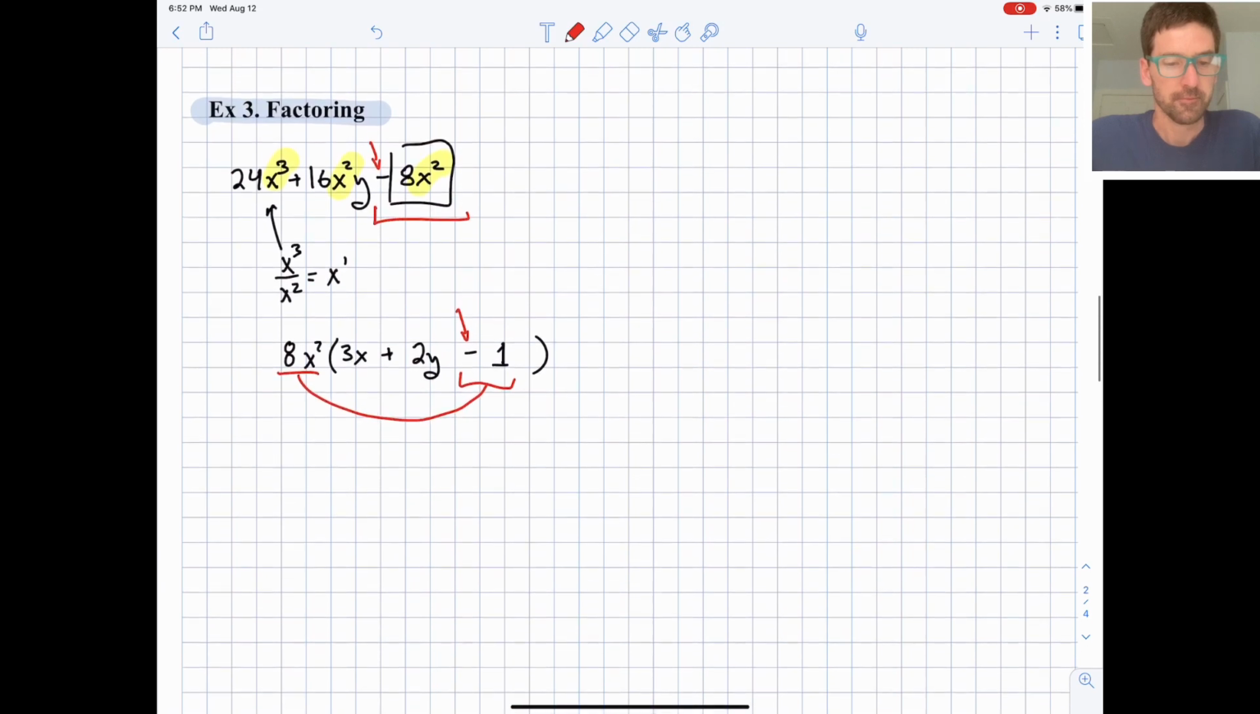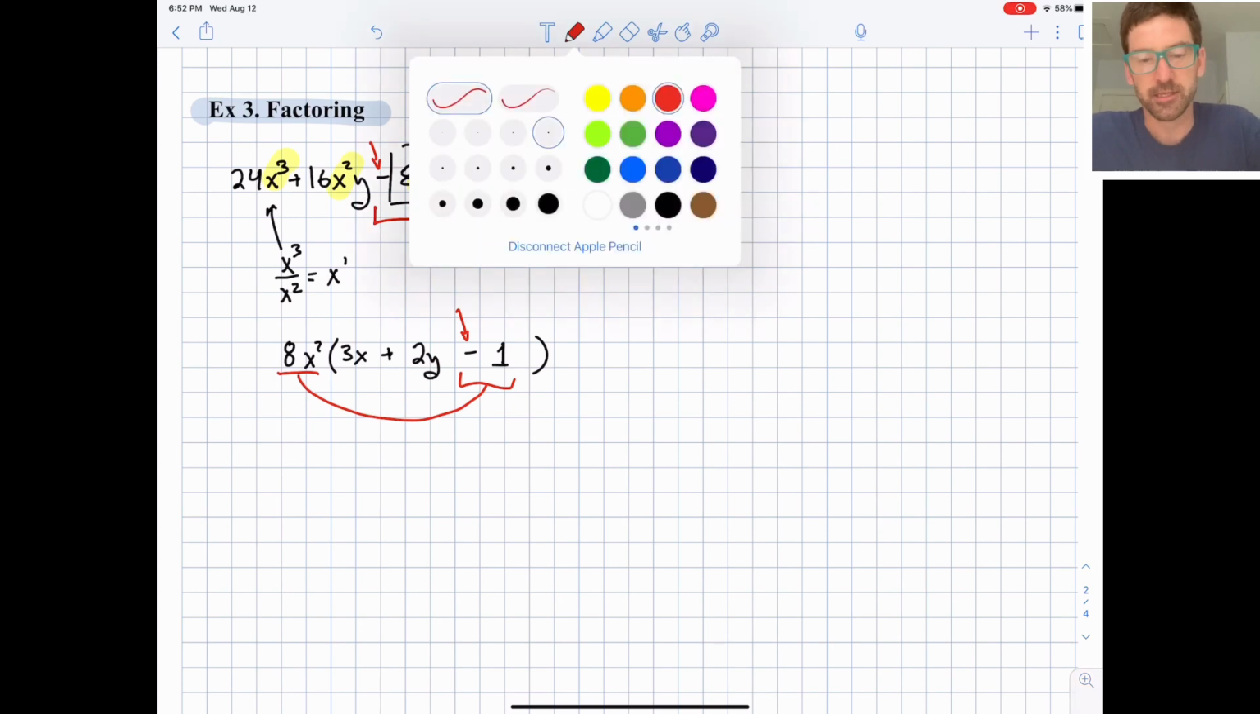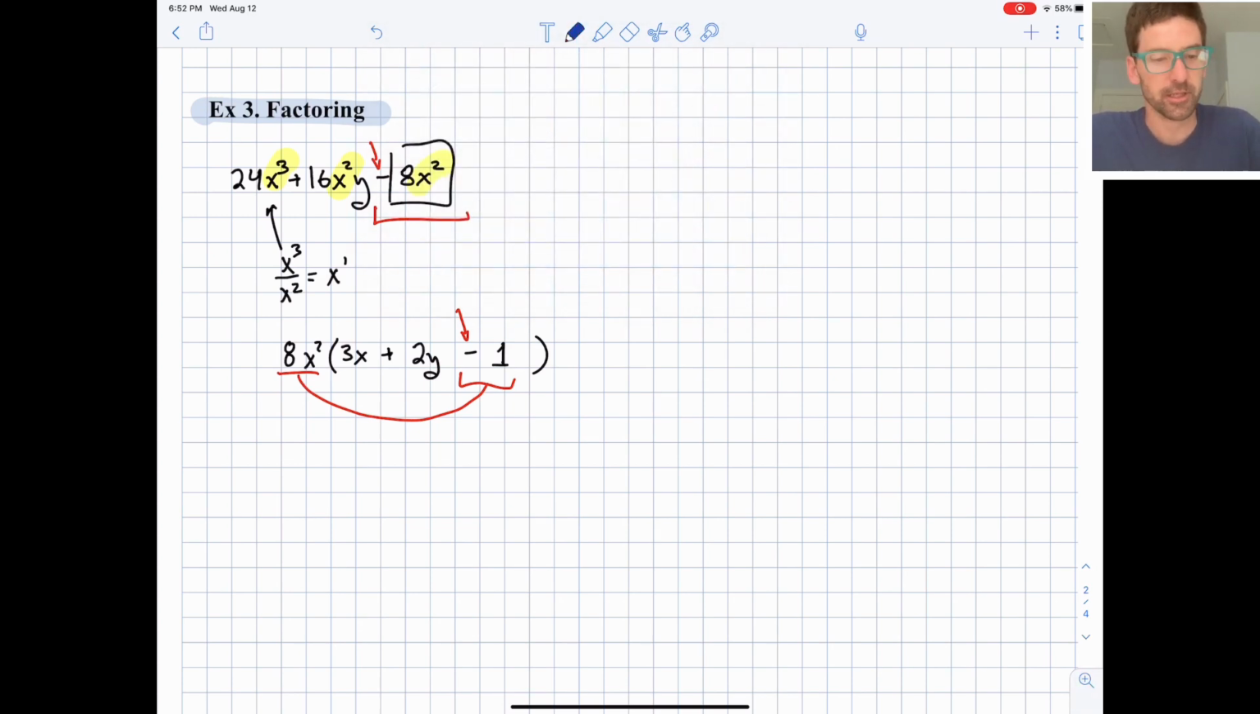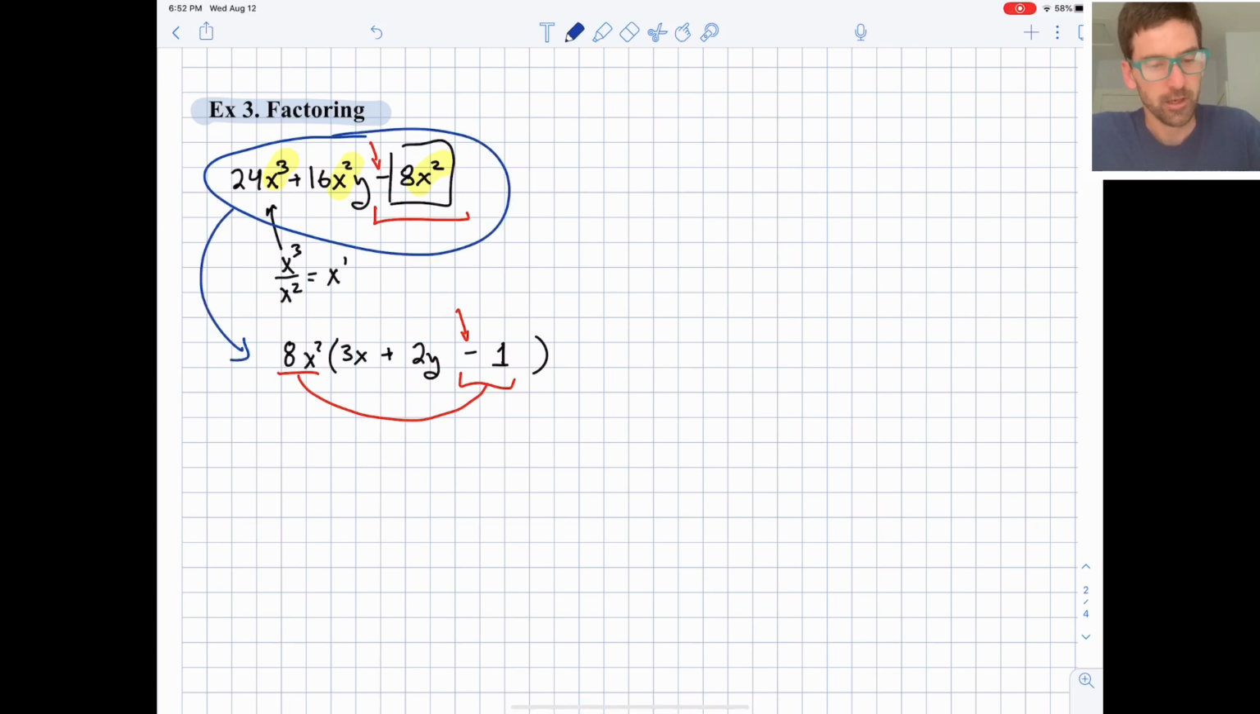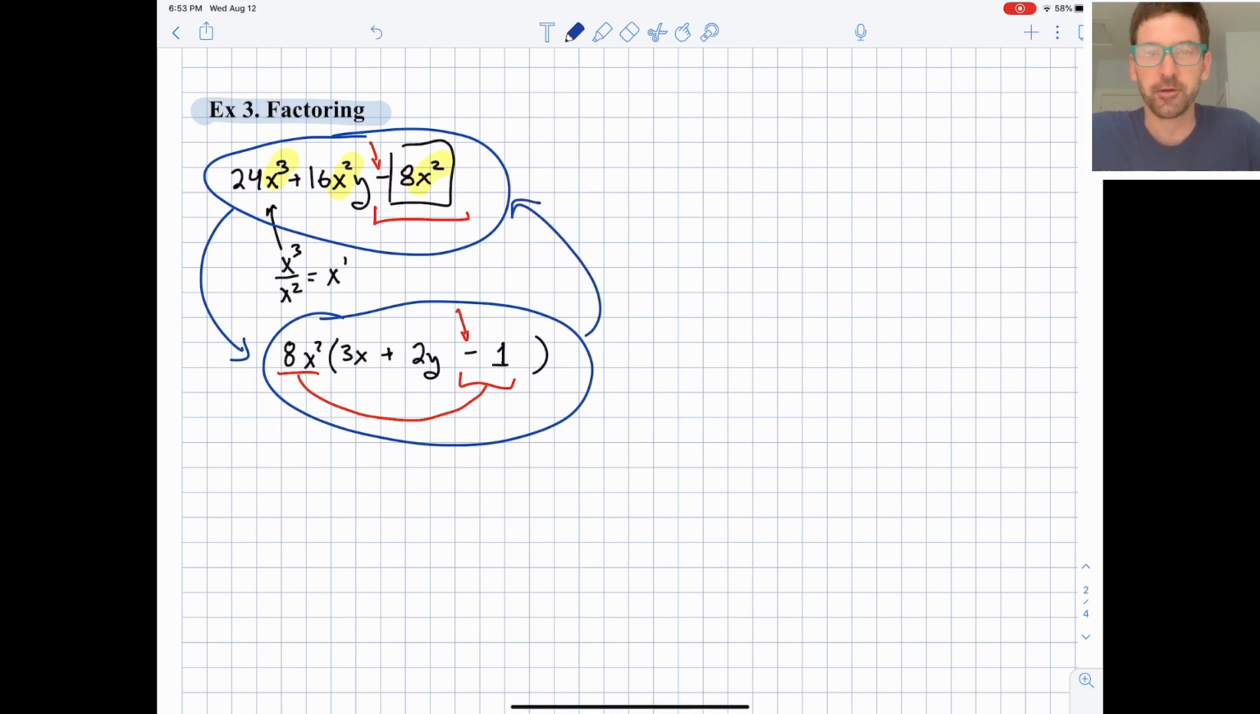All right, so that was a tricky one. You can always check these by doing the distributive property and see if you get what you started with. And honestly, we can sort of go in a circle here. So we can start here, we can factor to come down here, we can distribute to go back up there. We can just keep going forever, okay? But let's not. Let's stop right there.